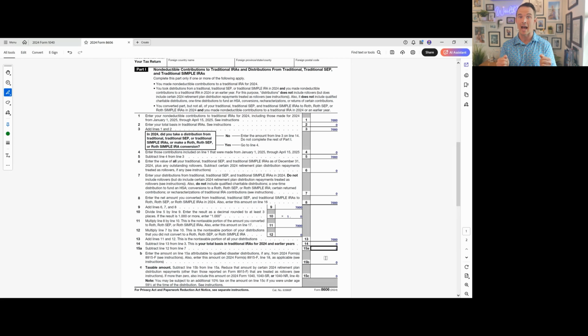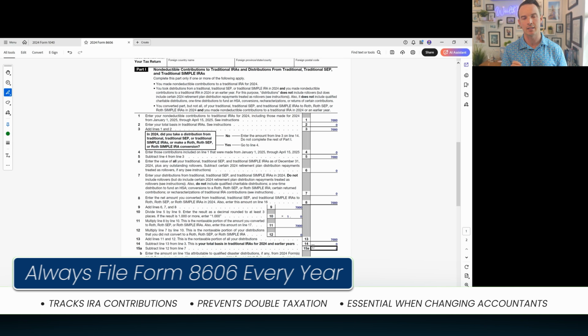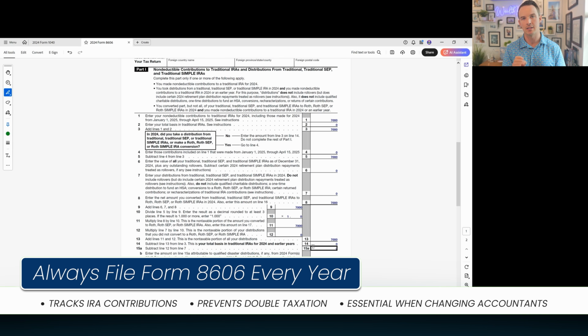You're doing them in that tax year. This is what your 8606 would look like. And this is also a very important moment to note. If you do have messier basis, I would highly, highly suggest, even if your accountant does not like this idea, of always filing an 8606.